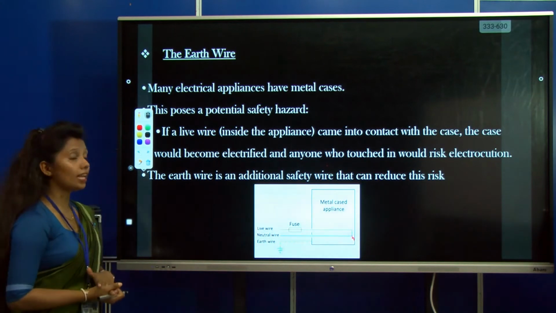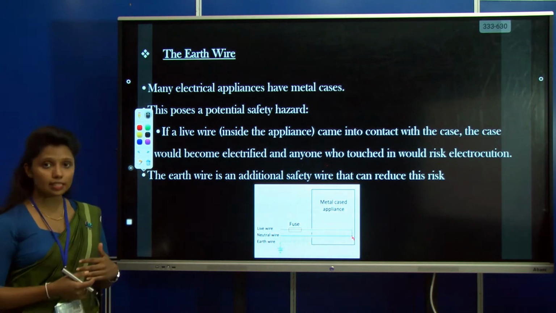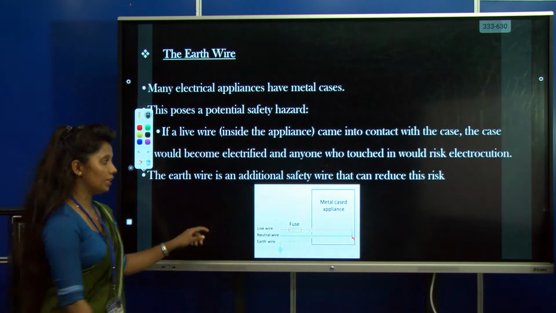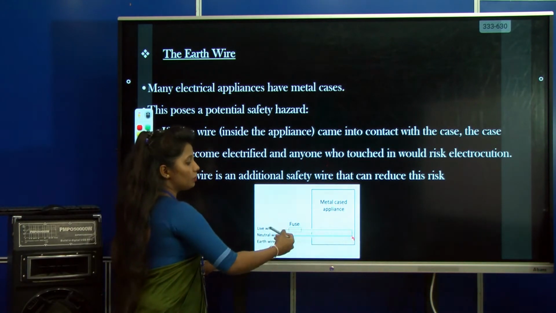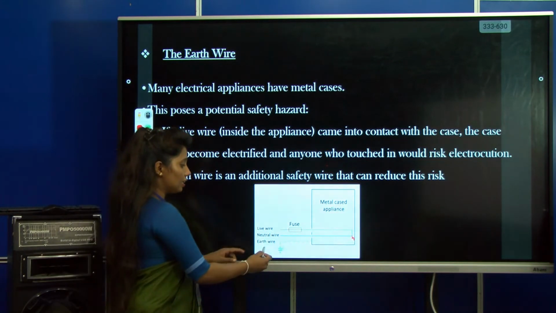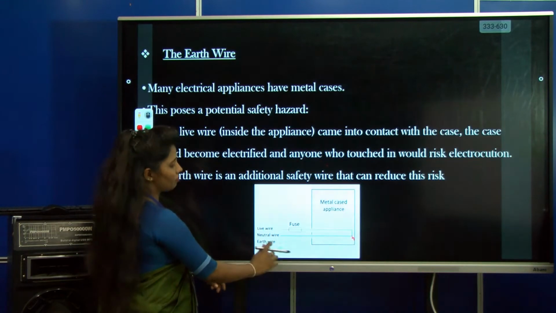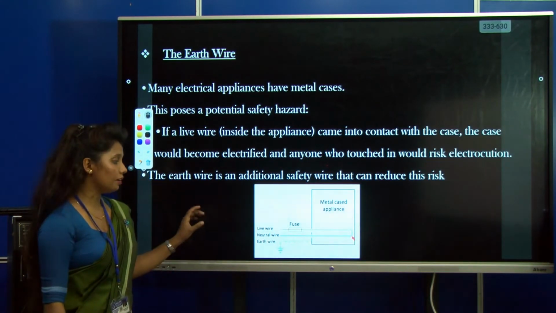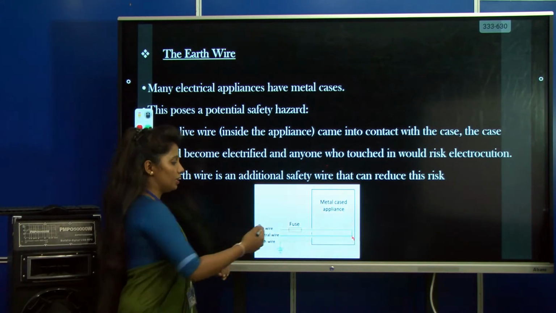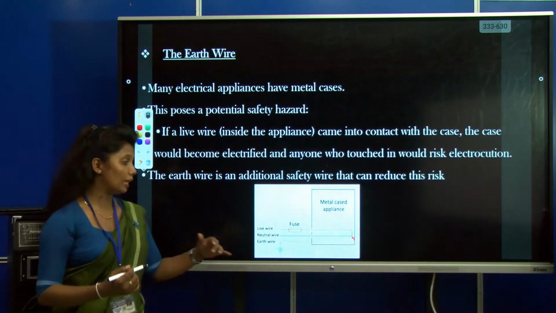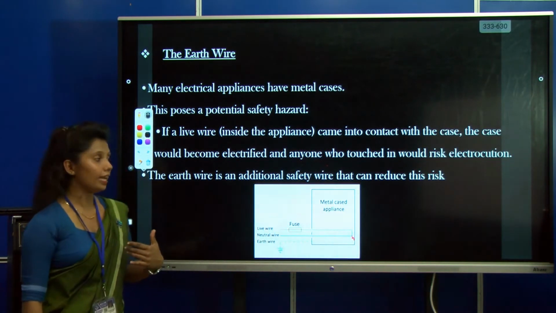Earth wire, the green colored wire that I showed you earlier, is an additional safety wire. You can see in this picture a metallic cased appliance. To that appliance the wires are connected. The earth wire is connected directly to the ground. So, when you are working with electricity, if there is a high voltage flow, this earth wire will help that voltage get to the ground. So, we won't get electrified.